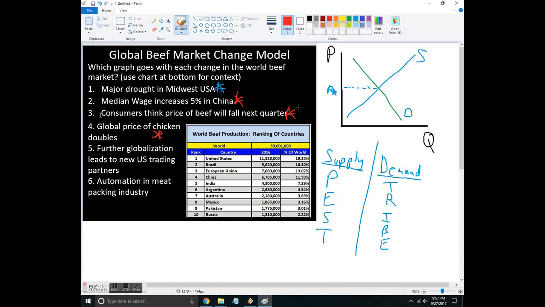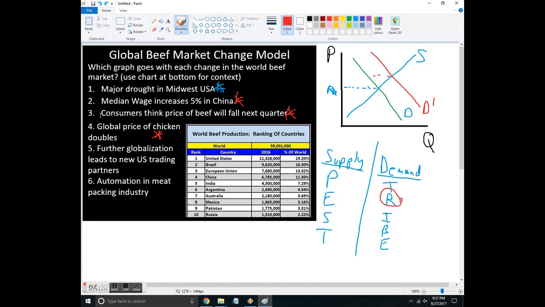Next, global price of chicken doubles. So chicken gets more expensive. Chicken is a substitute for beef. So this is a related good. Okay. If chicken gets more expensive, it's going to increase the global demand for beef, pushing the price up. And this is also going to push the quantity at equilibrium up. Okay, so that's important to remember too. The beef, the ranchers and so forth, livestock producers, they're going to want to produce more.